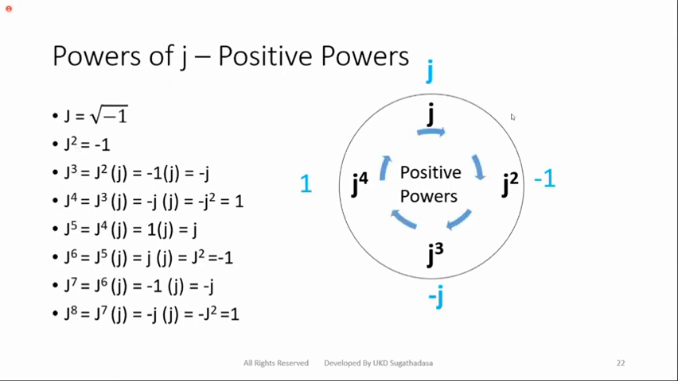In black color, you see the powers j squared, j3, j4. Out of the circle, the results: j squared is minus 1, j3 is minus j, j4 is 1, j5 again becomes j, j6 is minus 1, j7 is minus j, j8 again 1. This then continues like a cycle. Whatever the power of j, you get only four results: either plus or minus 1, or plus or minus j, right? Is it clear to everybody?